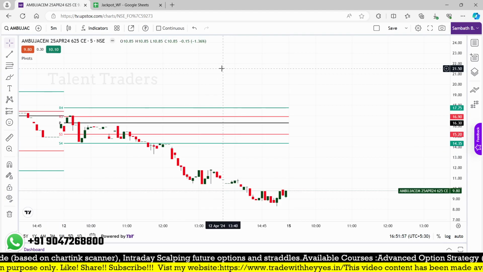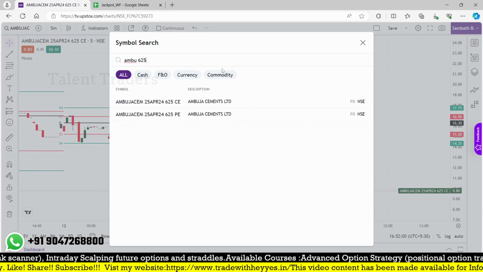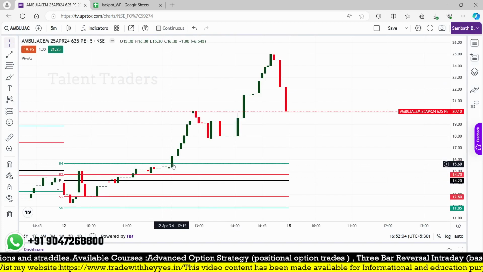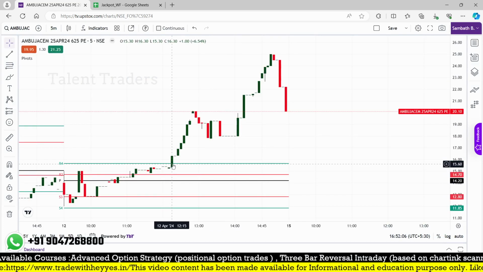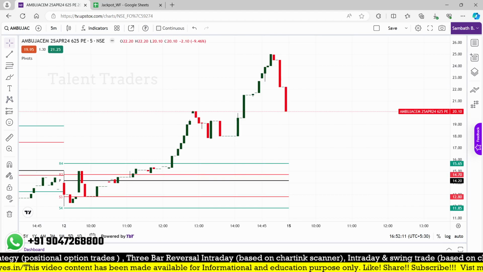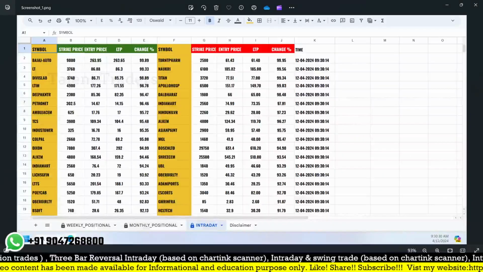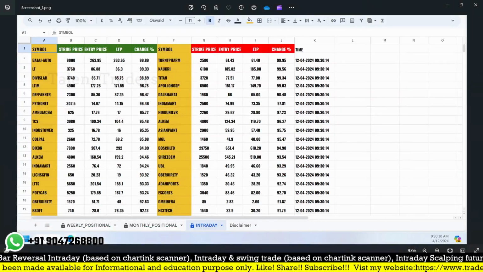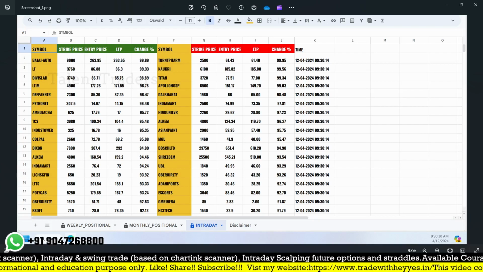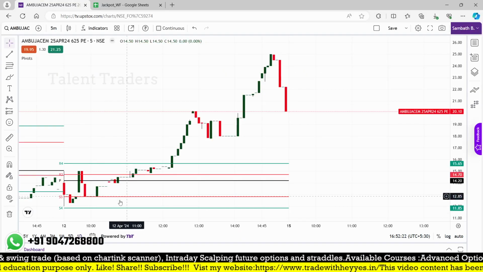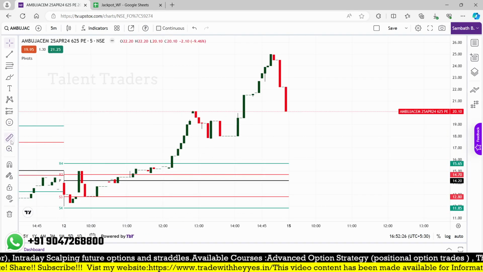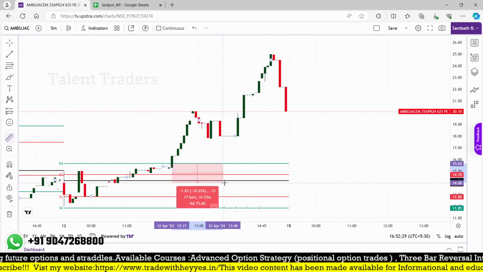At the same time, there is a chance that the Ambuja Cement 625 put option may give you the breakout on the call side. That exactly happened at 12:15. The breakout point is 15.6. I took the first three stocks. Okay, in our list, what is happening at 9:30? In this list, I am just looking for good and liquid stocks only. So here we found Ambuja Cement on the put side. The call side we were tracking was not triggered, but the put side gave you the trigger and one more good movement from that point.